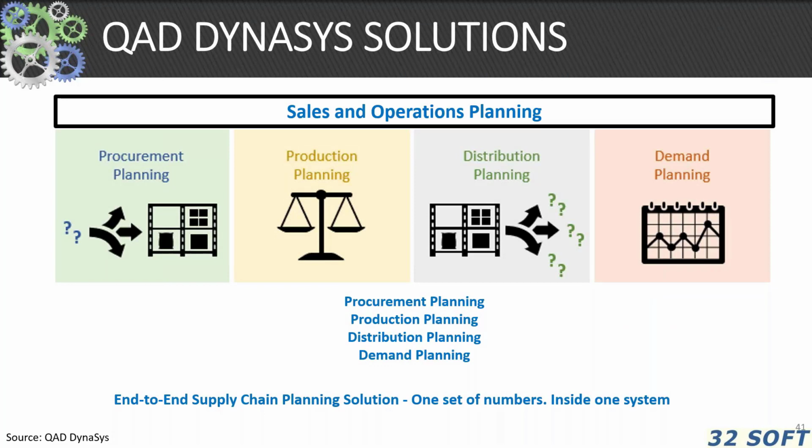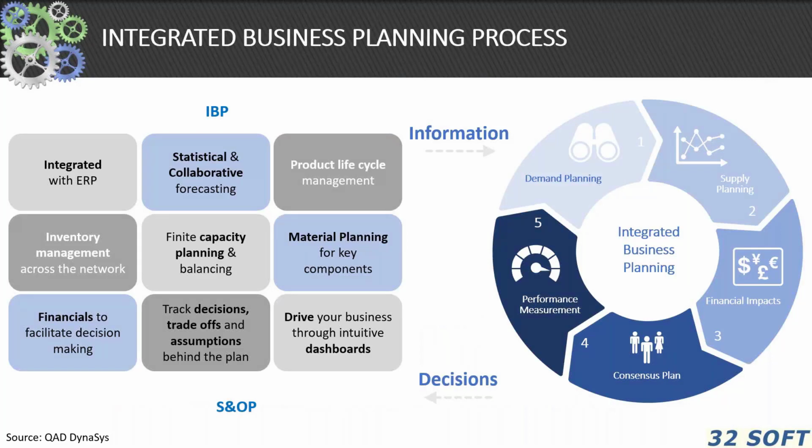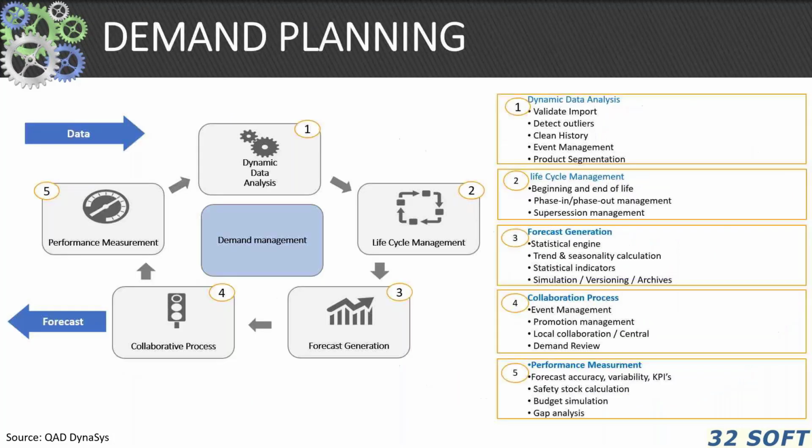And DynaSys has four primary functions that exist within its horizon of sales and operations planning: procurement, production, distribution, and demand planning. Integrated business planning process and sales operations planning processes are primary tools in DynaSys. We'll cover more about sales and operations planning and integrated business planning process in our webinar during June of this year. Demand planning is one of the primary tools in the DynaSys toolkit.